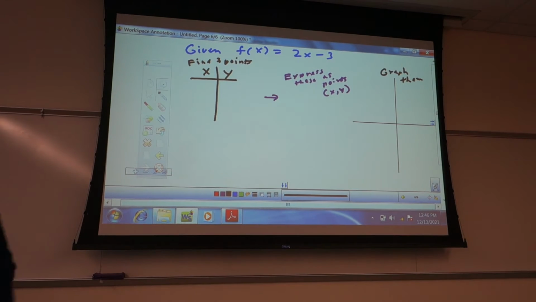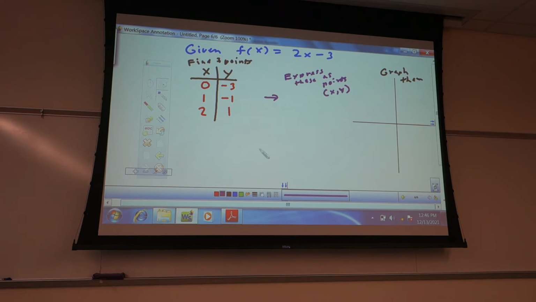Let's take a look. So I think you folks said you picked 0, 1, and 2. Most people did. You can pick any numbers you want, but that's most common. So here y is 0 times 2 is 0, minus 3 is negative 3. 1 times 2 is 2, minus 3 is negative 1. 2 times 2 is 4. 4 minus 3 is positive 1, yeah?